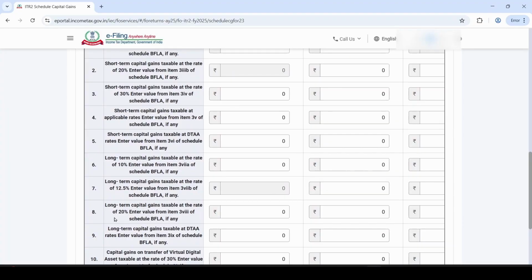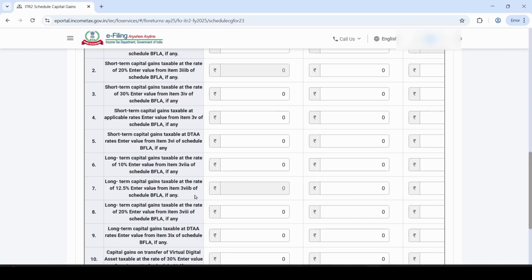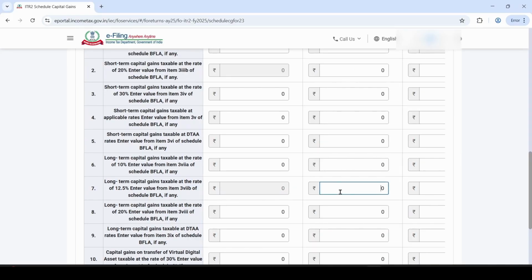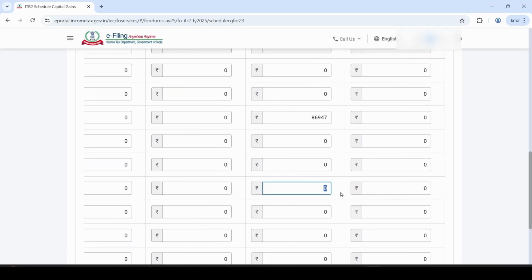Our long-term capital gain, which we have sold before 23rd July 2024, will come under point number 8, and what we have sold after 23rd July 2024 will come under point number 7. So our long-term capital gain sold after 23rd July 2024 is 1,77,430 on 19th December. So it will also go in fourth column. So our gain is 1,77,430.